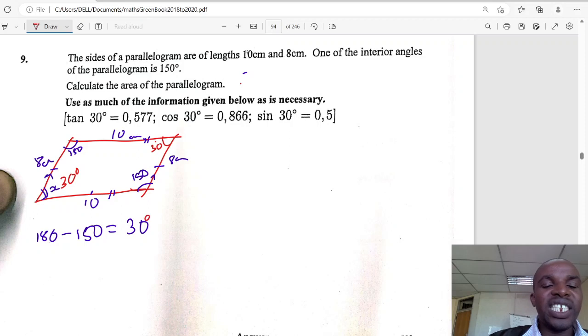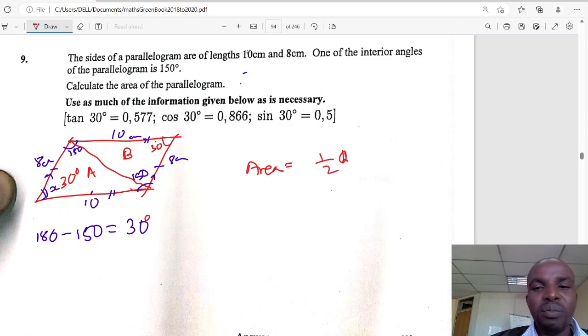Right? So it's 30 degrees, 30 degrees. Then area of a parallelogram, you say base times height. Actually, it's made up of 2 equal triangles here in this case. So you can say area of this triangle A plus area of this triangle B. So area of triangle A is half base times height, or half AB sine theta.